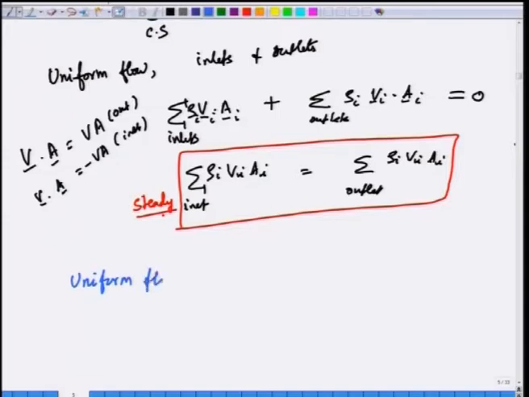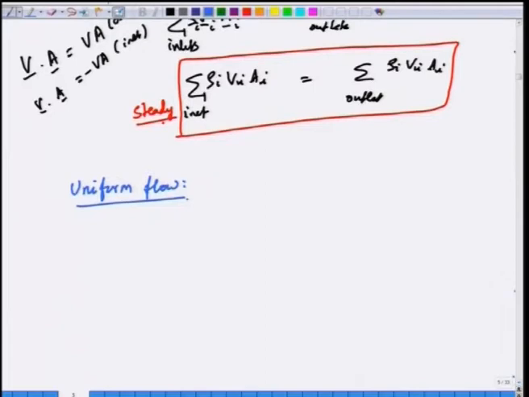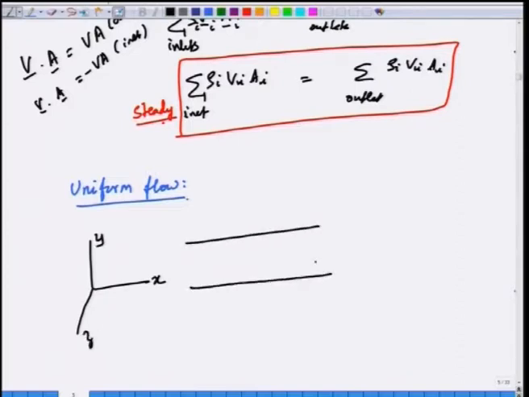We will come to this a little later when we do differential balances, but let me just tell you what will happen in reality. Suppose you have a flow in the x direction, let us say in a rectangular channel that is extending in the z direction, coming out of the board. The flow is in the x direction. Now, if you have flow between two rigid plates, then the velocity in the fluid will in general be non-uniform, that is, the velocity will be 0 at the walls and it will be maximum at the center.